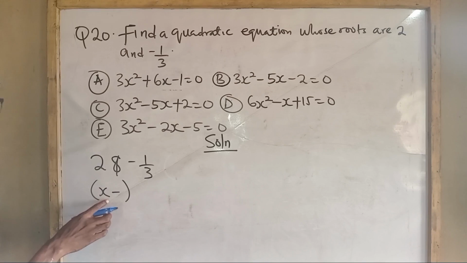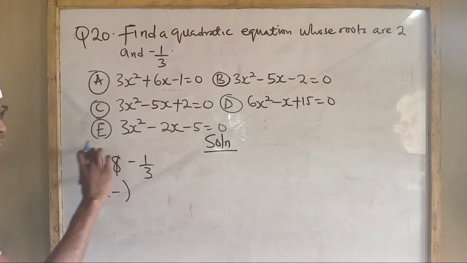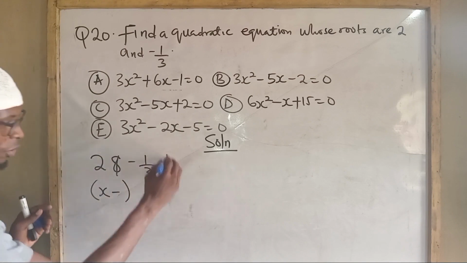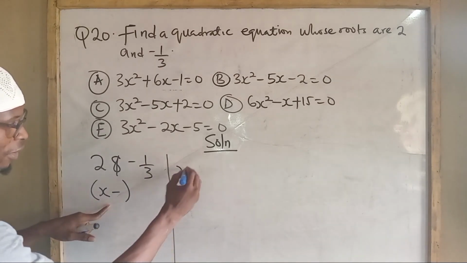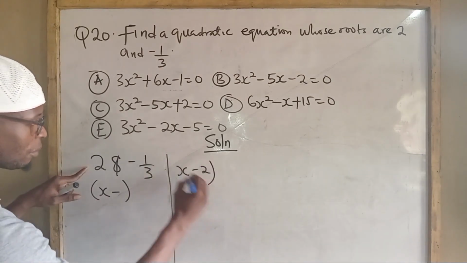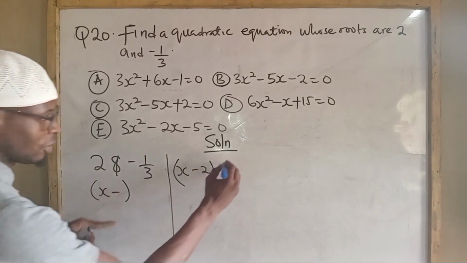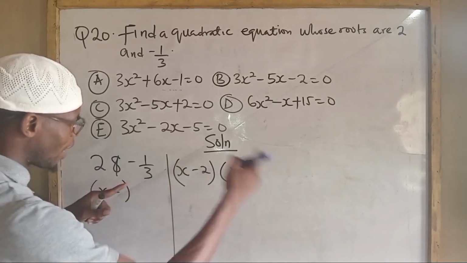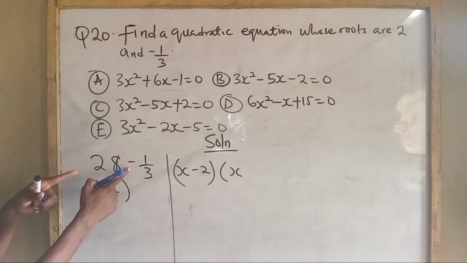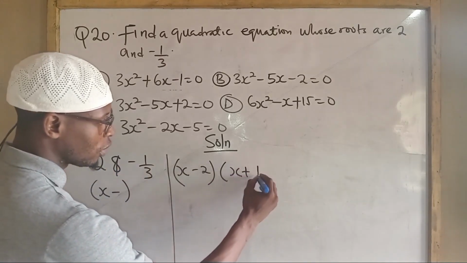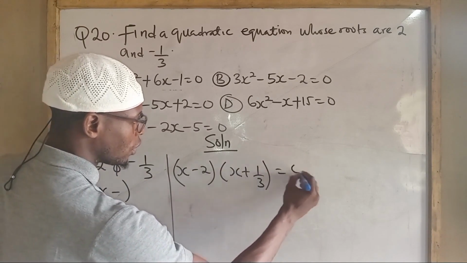So you see, this convention is very important because this is objective question. You have to be fast. So use this convention, that is, you take this 2 in a bracket. So we are going to have something like this. By using this convention now, we have x minus 2 in a bracket. Then another bracket, x minus, well, because this one is having a minus sign already, so that changed to what? Plus 1 over 3 equals to what? 0.